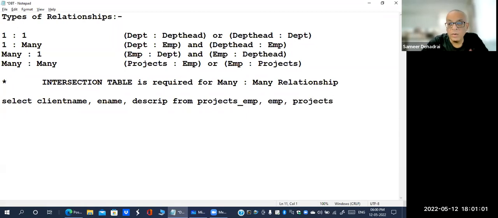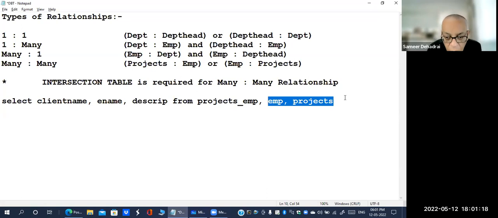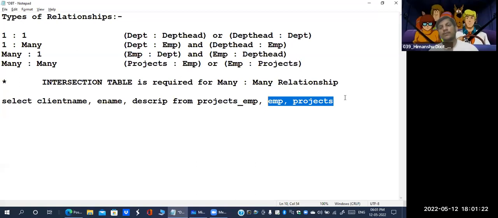See the order of the tables, students. Obviously, projects underscore EMP is going to have the largest number of rows. And coming to EMP and projects, will EMP table have more rows or projects table have more rows?